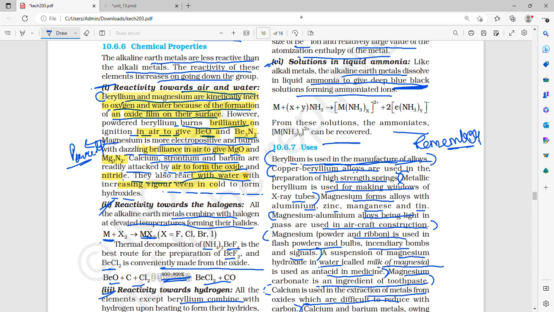Calcium, strontium and barium are readily attacked by air to form oxide and nitride. They also react with water with increasing vigor even in cold to form hydroxides.